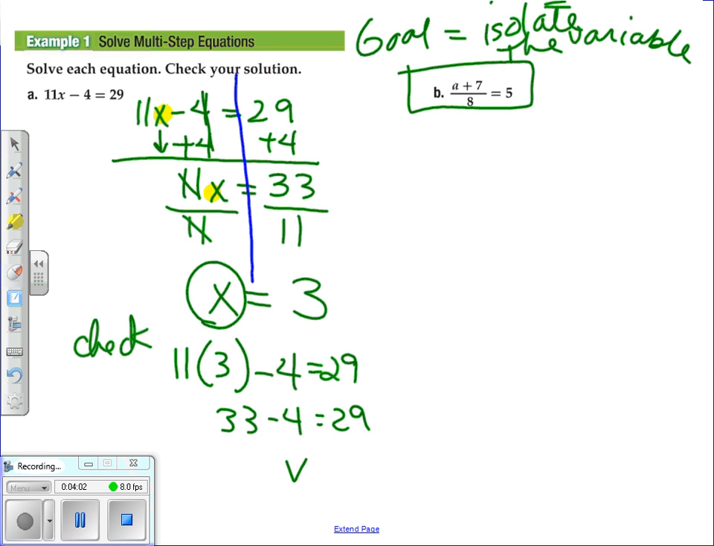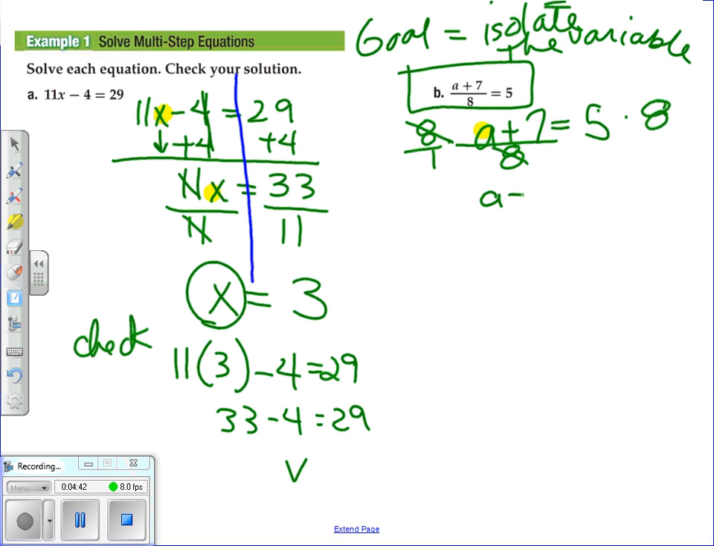All right. Here's another problem. First thing I'm going to do is write my problem on my paper. a plus 7, over 8, equals 5. I'm going to isolate the variable. That's my goal, and in this case, our variable is a. So the first thing I'm going to do is get rid of that ugly looking denominator. Nobody likes denominators. If I multiply by 8, these two guys will cancel each other out. If I multiply on that side, I have to multiply by 8 on that side.